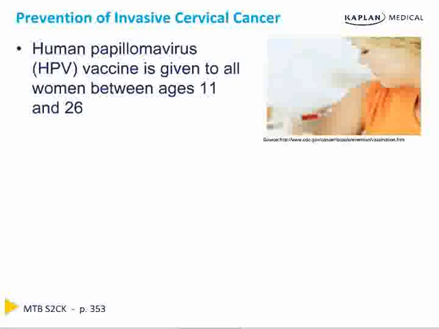All the vaccines against human papillomavirus include serotypes 16 and 18 because they're most commonly associated with cervical cancer. Some vaccines also include the serotypes 6 and 11, which are more associated with genital warts.